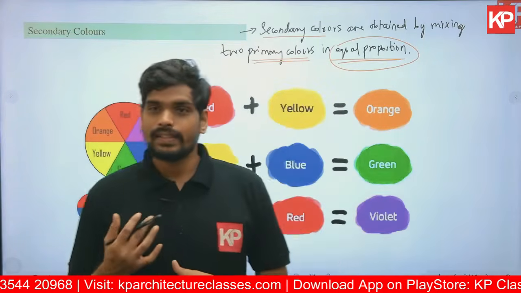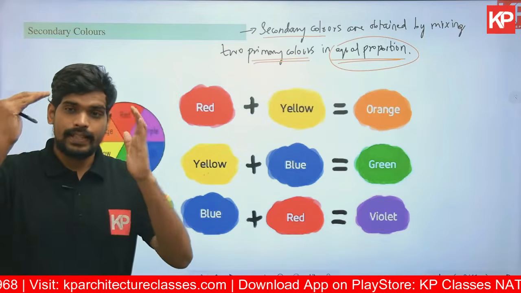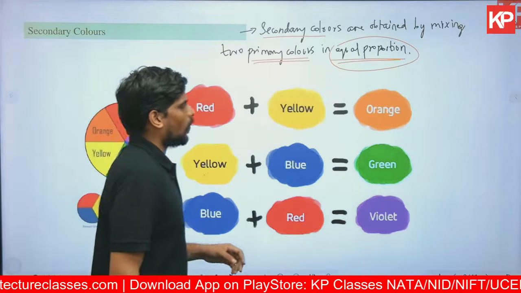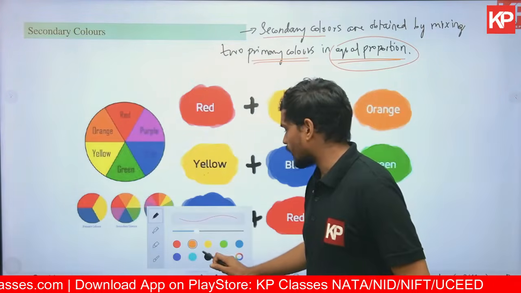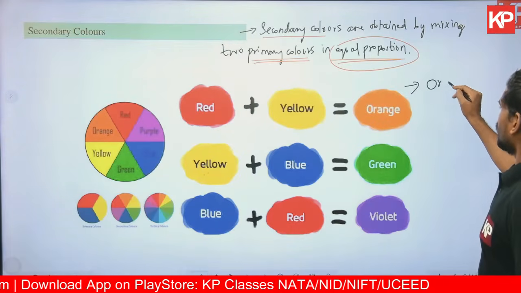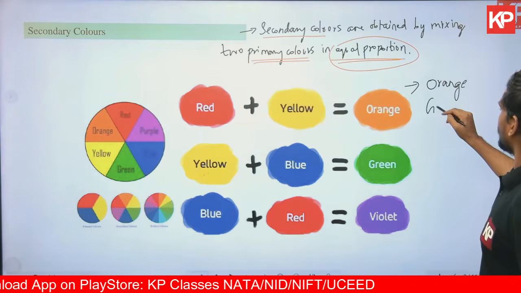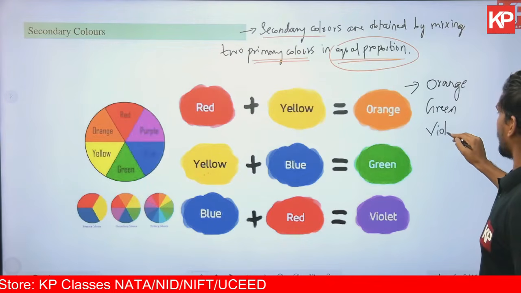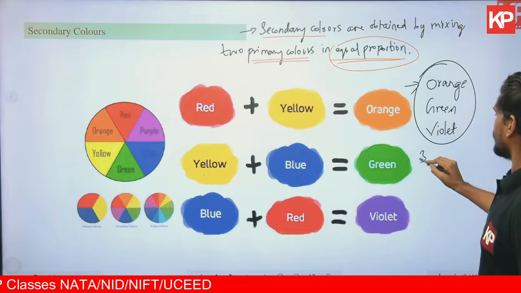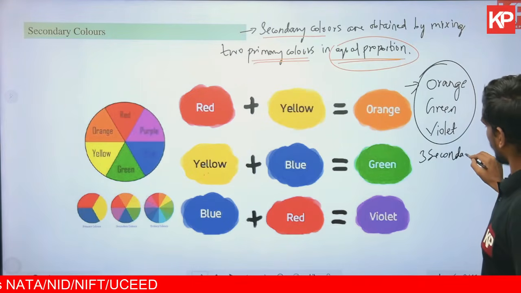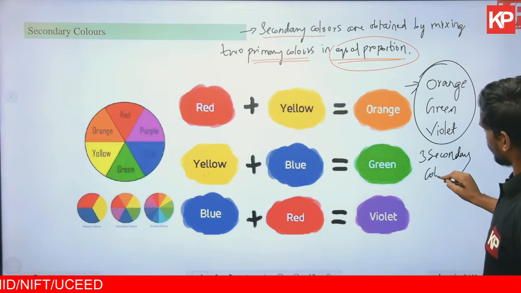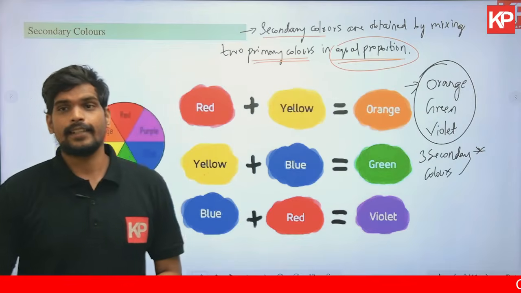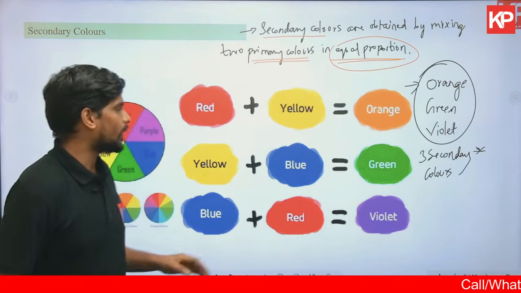Point number 2, what are the 3 secondary colors? I told you the number again, 3, 3, 6. 3 primaries we have done, 3 secondaries are orange, green and violet. So that is point number 2 which you have to make a note of. These are the 3 secondary colors of the color wheel. What are the 3 secondary colors? Orange, green and violet.